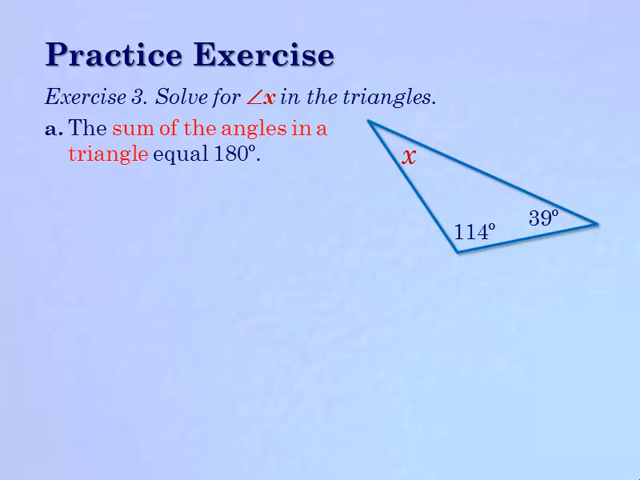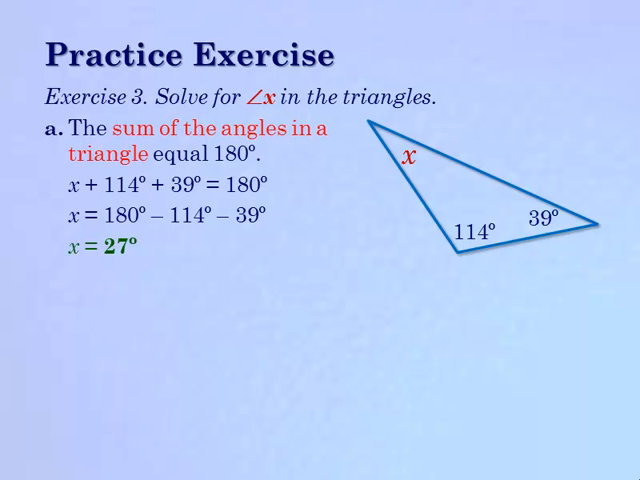Exercise 3 asks you to solve for x in some triangles where we've given you a couple of angles. So we know the sum of the angles in the triangle equals 180 degrees. So this should be pretty straightforward. You've seen this in this unit. So x plus 114 plus 39 degrees equals 180 degrees. So you solve for x and subtract 114 and 39 from both sides, leaving x equals 27.